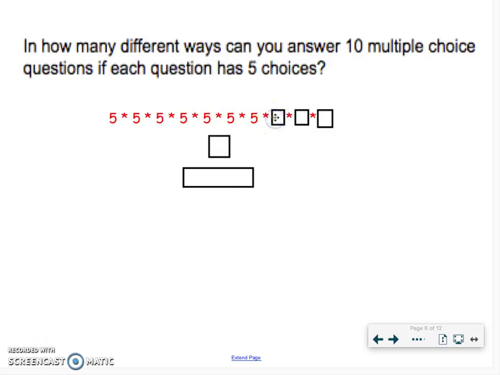So we are simply just going to take 5 times 5 times 5 times 5 all 10 times, or as a shortcut, we should know that that really is just 5 to the 10th power. Okay, so when you take 5 to the 10th power, you'll find out that you really have 9,765,625 different ways to answer the questions.